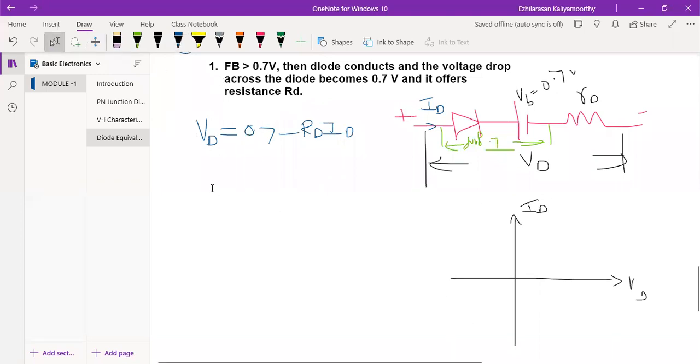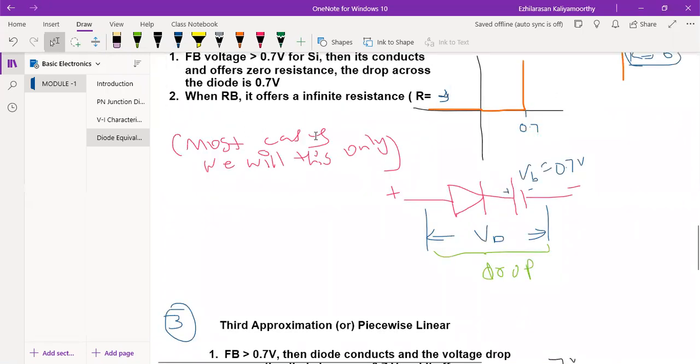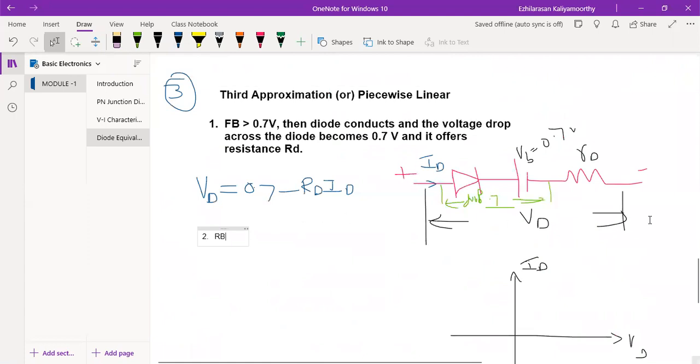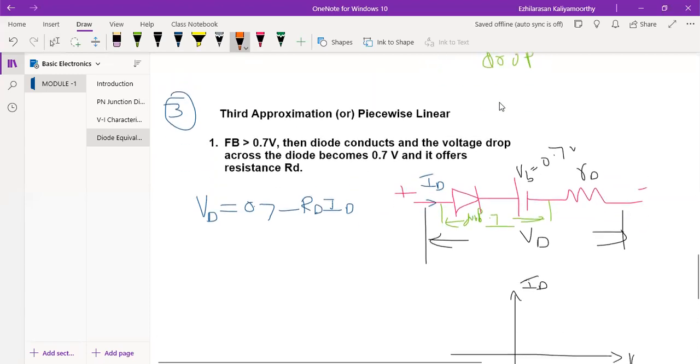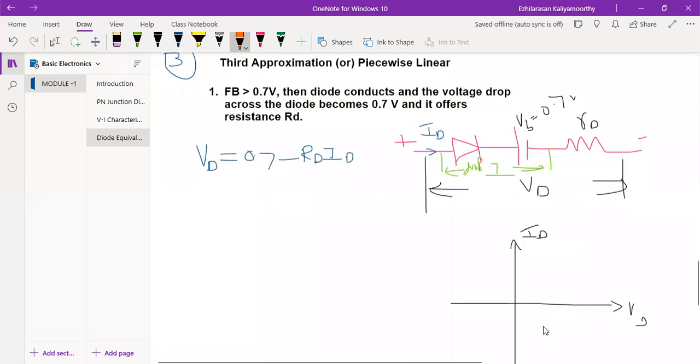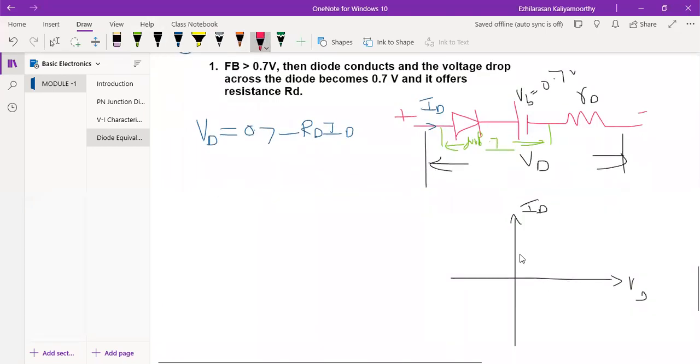The second point: what happens during the reverse bias? When it is in reverse bias, ID will be 0, and the same point holds here also. There is infinite resistance during reverse bias, so nothing will happen. So how will the diagram come now? The diagram will be the same as here, but this point is 0.7.